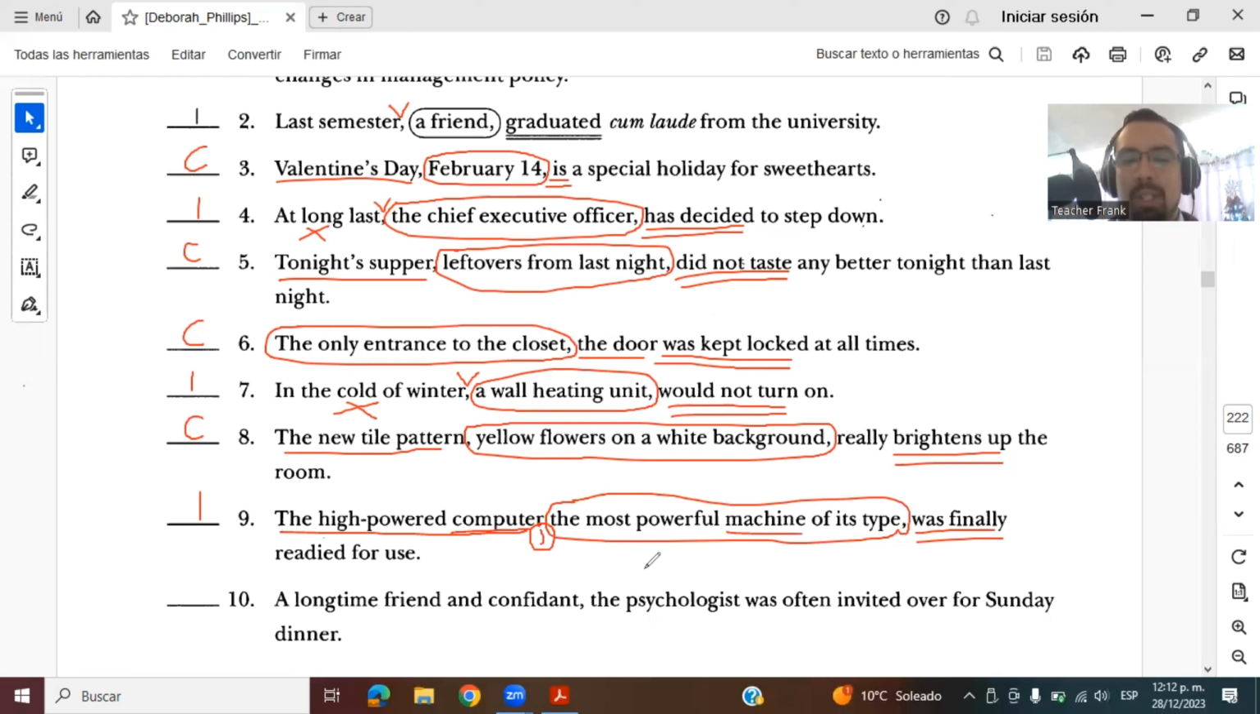And let's check the last one, number 10. "A longtime friend and confidant, the psychologist was often invited over for Sunday dinner." Was often invited over is the verb structure. A longtime friend and confidant is the appositive because it's before the comma, and a longtime friend and confidant is the same as the person or the profession, the psychologist in this case. So it would be correct. He or she was often invited over for Sunday dinner. Yeah, it's correct.